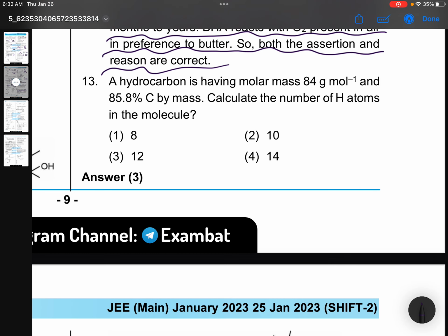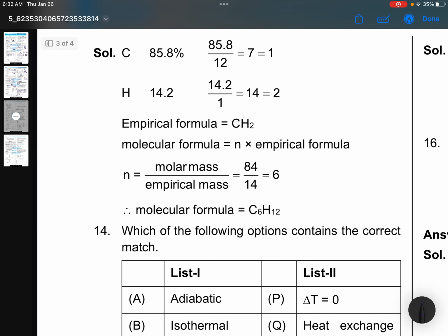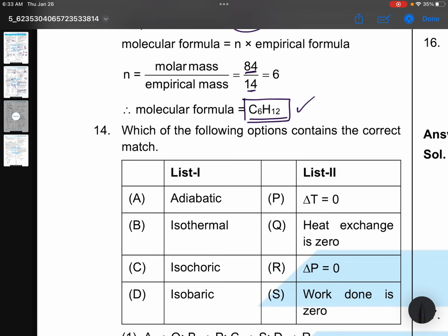A hydrocarbon having molar mass of 84 and 85.8% carbon, the number of hydrogen atoms in this. How does it come? See once. Carbon 85.8, so hydrogen 14.2. Number of moles we are calculating by dividing with molar mass. Now the simplest ratio is 1 and 2. That means empirical formula is CH2. And here molecular mass is given 84. So 84 by empirical formula mass 14 is 6. That means molecular formula is C6H12. So 12 hydrogens are there.